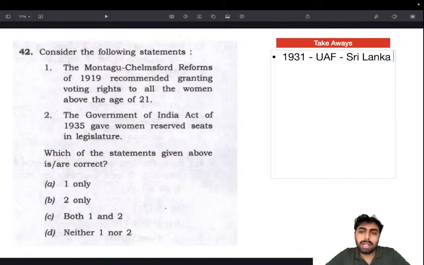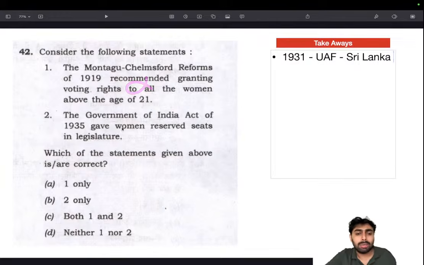Sri Lanka is the first country in Asia to have universal adult franchise, and having this idea really helps, because Sri Lanka had that in 1931, and 1919, no. So this is not a very common logic, but having an idea really helps. This is definitely wrong. It's an extreme statement, very unlikely.